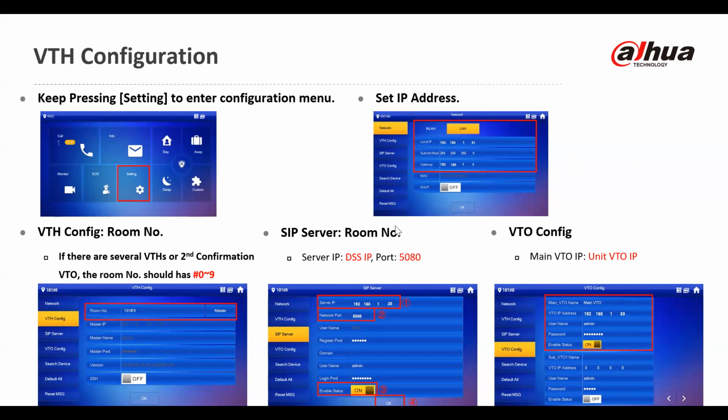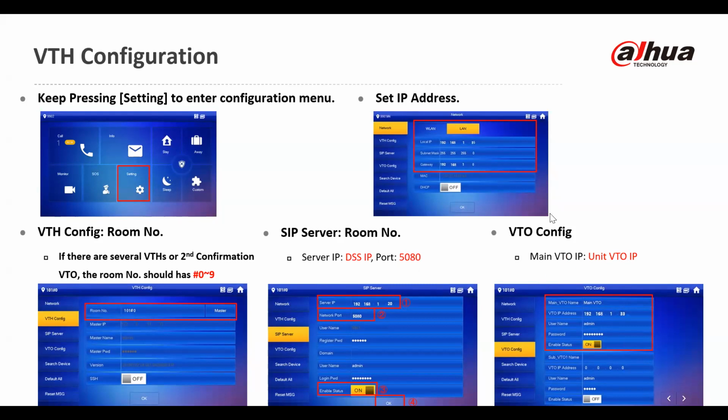Then we have the SIP server, room number, then VTO. If there are several VTH and a second confirmation VTO, the VTO room number should have 0 to 9. Then server DSS IP, port 5080, the main VTO IP is the unit VTO IP, like that.